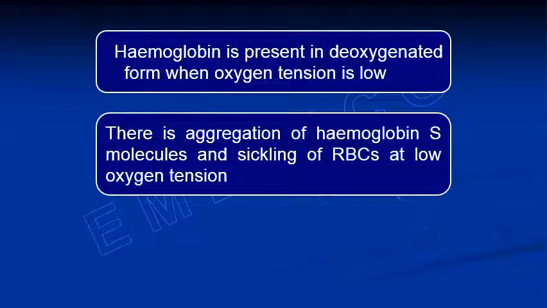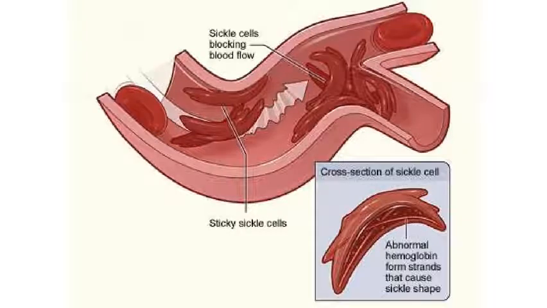Now, if such happens, if there is aggregation, then there can be many problems here. One, as you can see in this image, they can block the blood flow. So abnormal hemoglobin is causing the RBCs to turn into sickle shape, and therefore they will interfere with the normal blood flow as well. Okay, due to why?